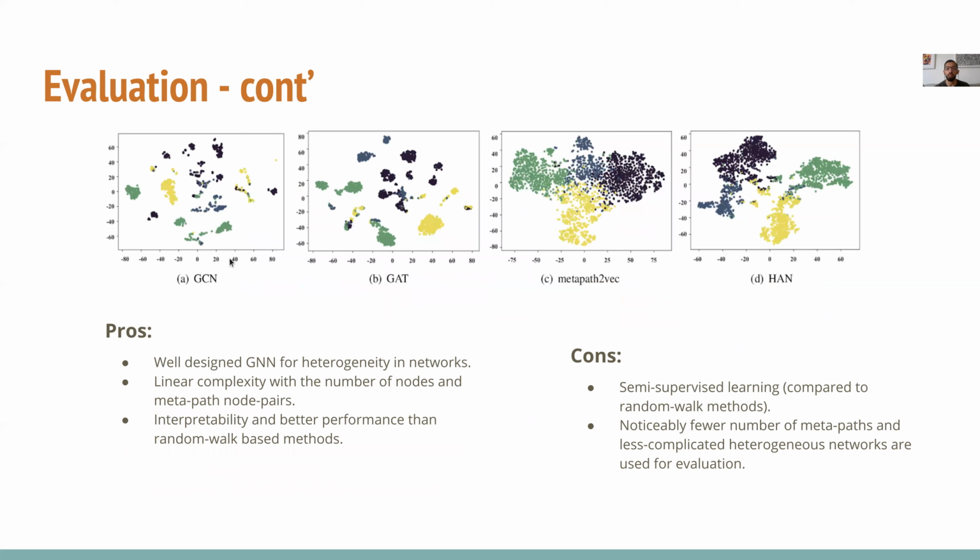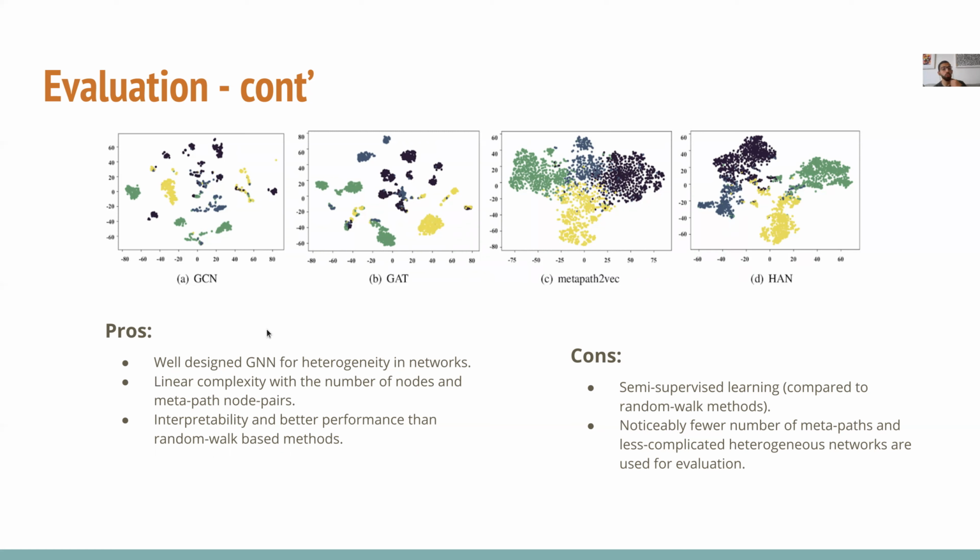And here are some visualizations of the learned embeddings for these four methods. We can see that metapath2vec and HAN are doing well on clustering, not mixing up the different node types as GCN or GAT do. And HAN seems to be giving better results, which shows that features, attention, and metapaths, all together, are what give HAN the advantage over the baselines. Okay.